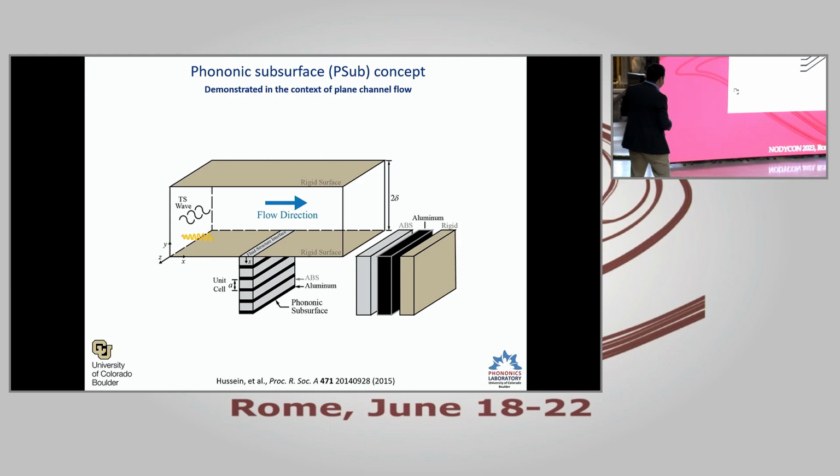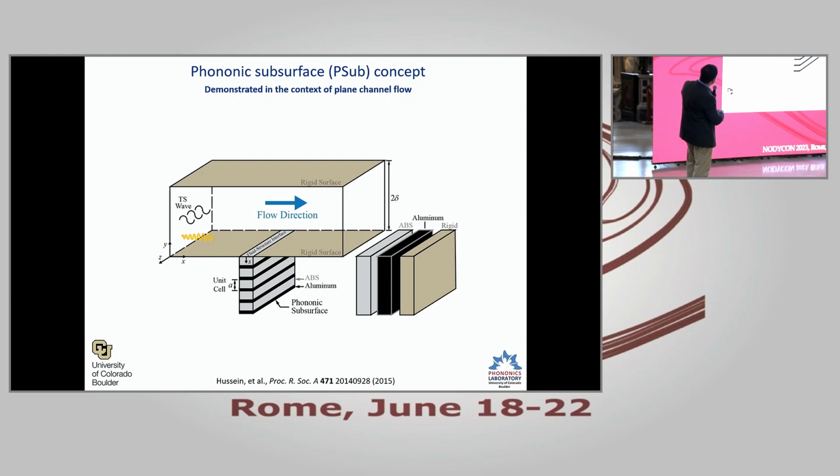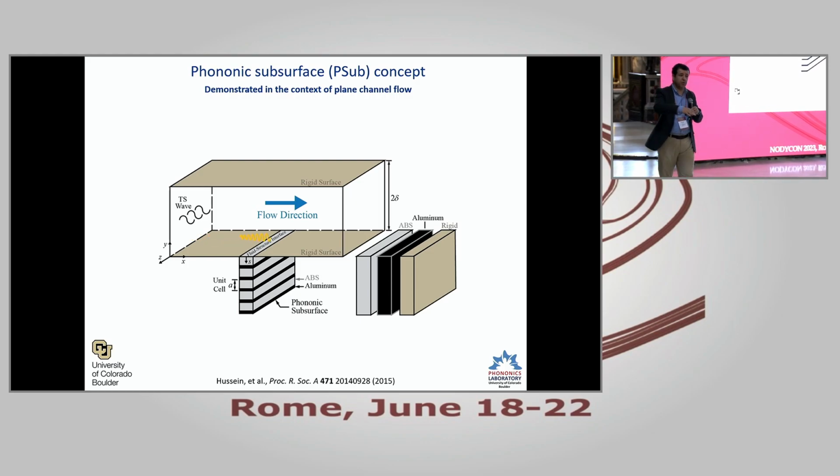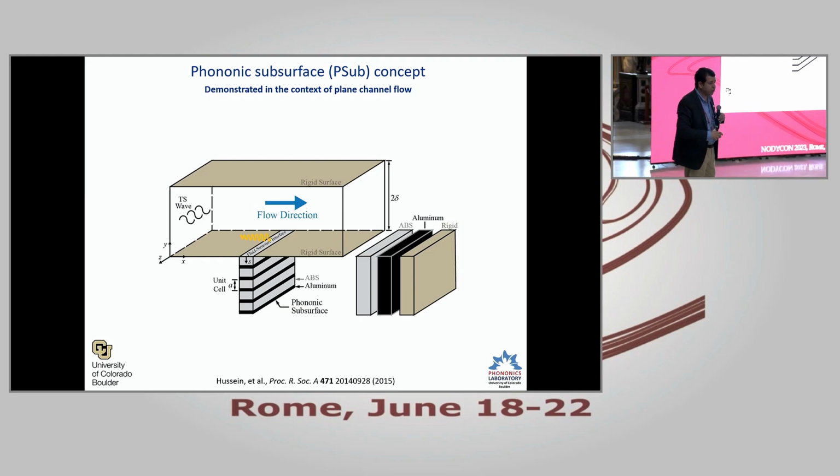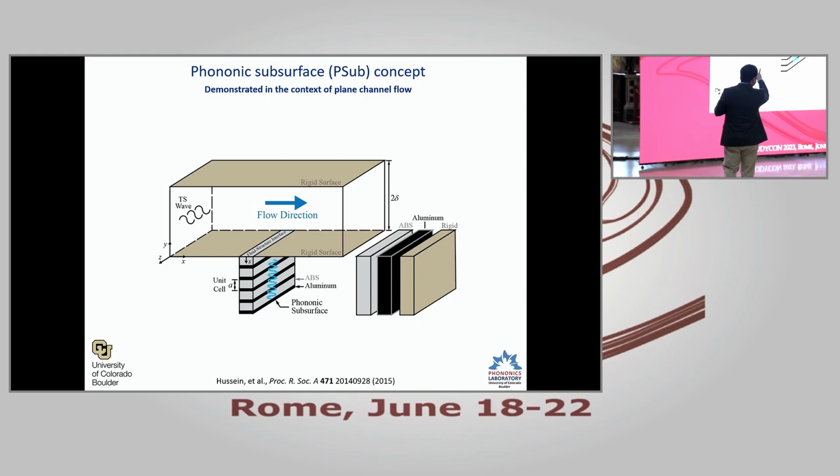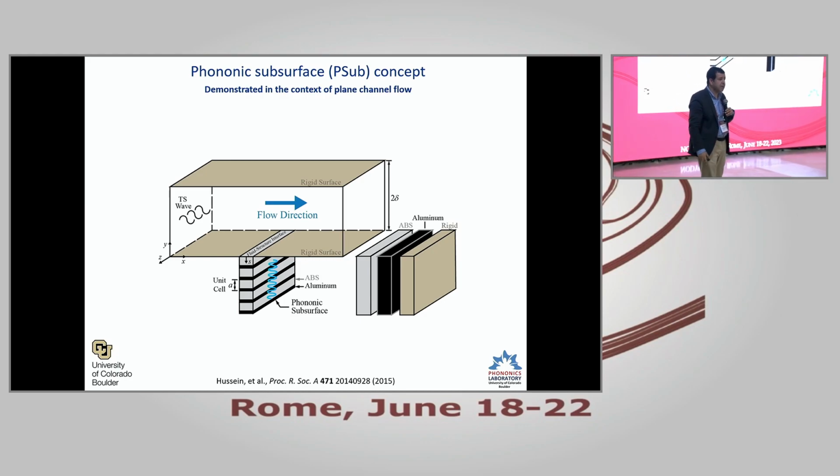So I have another cartoon just to help you visualize the concept. This is the instability. It's traveling. It's constantly exciting the surface. So if you're the surface of a wing, for example, you're constantly feeling vibrations from the top. The rigid wall part, which is this brown part, doesn't care, obviously, but the elastic part will feel the vibrations. So what will happen is that these vibrations will transmit into that structure, which we call the phononic subsurface.